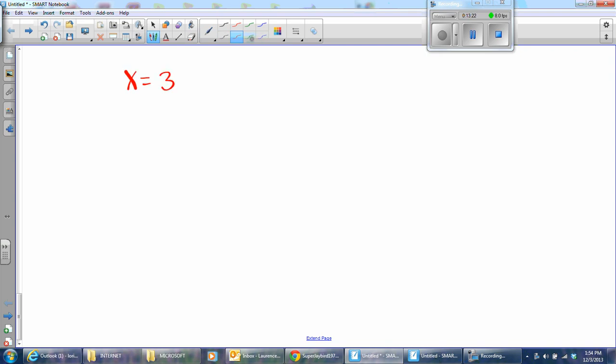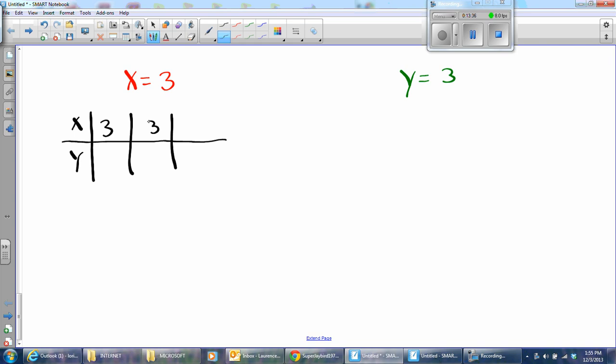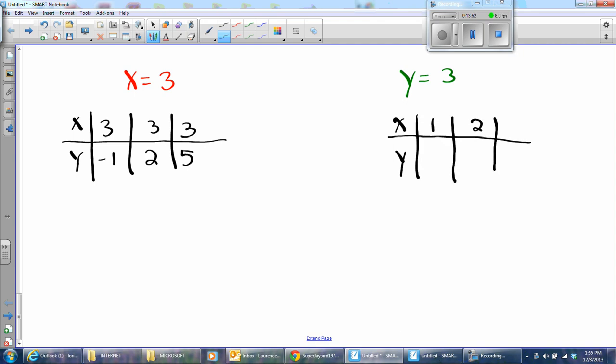If we think about it in terms of tables, if you made an input-output table, well, x would always be 3. How do I know? Because x equals 3, and y could be any number you wanted. But in the other situation, x could be any number you wanted, 1, 2, 3, but y would always be 3.